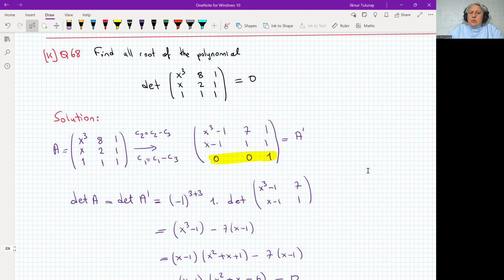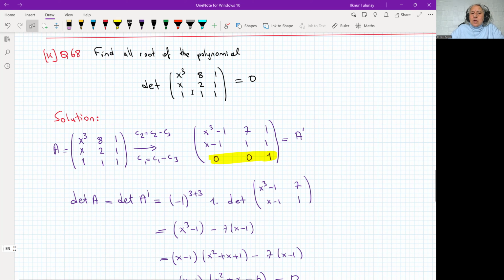In this question, we would like to find all roots of the polynomial given by this determinant equation. You can do it directly, but it will be complicated, so we would like to make it much easier. You can make this position 0 and open up with respect to this column, or you can also make this position 0 and open it up with respect to that row. We have many alternatives.